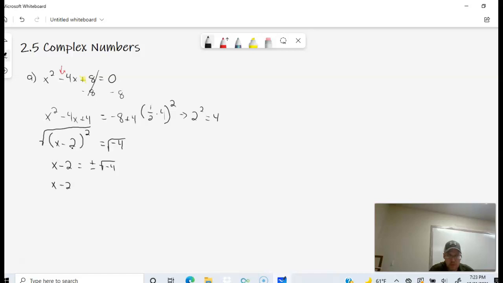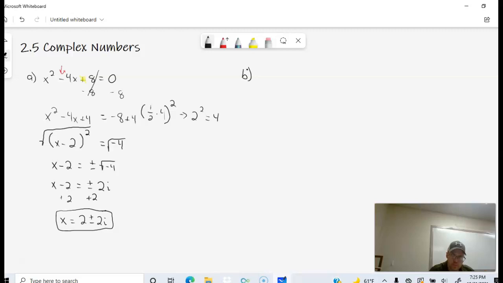That's going to simplify to x minus 2 equals plus or minus the square root of -4. Well, the 4 comes out as a 2. The negative comes out as an i, so I'm going to get plus or minus 2i. Add 2 to both sides, and I'm going to get x equals 2 plus or minus 2i. Alright? And that's going to be my solution. So we solved that one by completing the square.